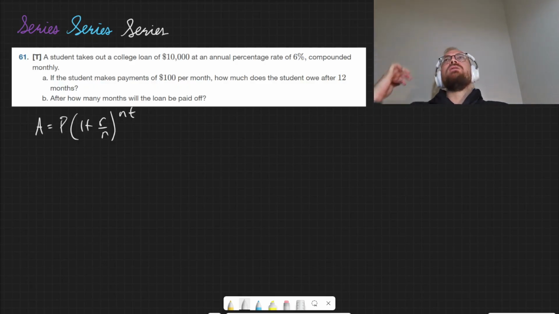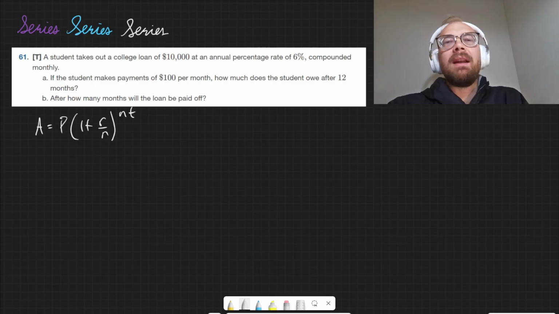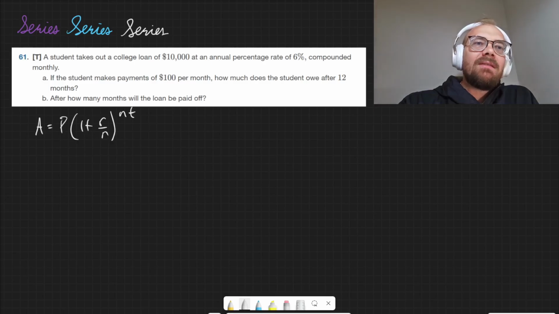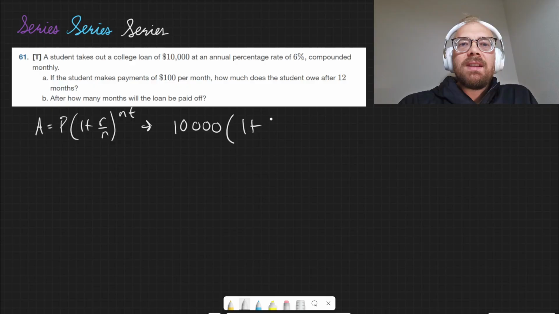This would be what you would use if you were investing a certain amount of money, and that money is going to grow over time and be equal to more money later. That's the formula that might come to mind first, and we do use part of that formula. The principal would be 10,000, and then 1 plus the rate, which is 6%, so 0.06. The number of times compounded in a year is 12 because it's monthly.